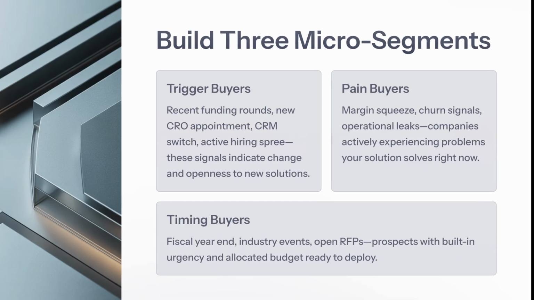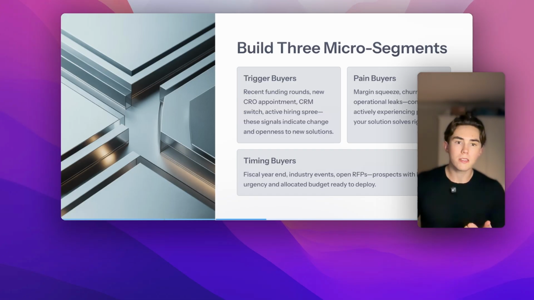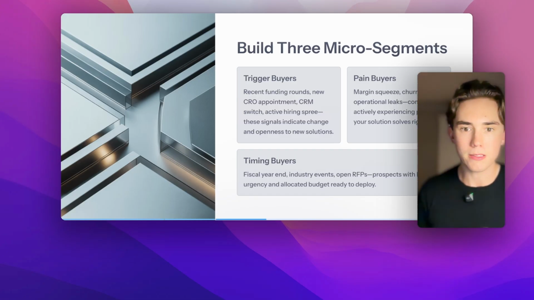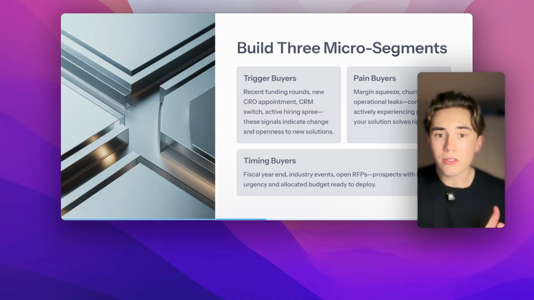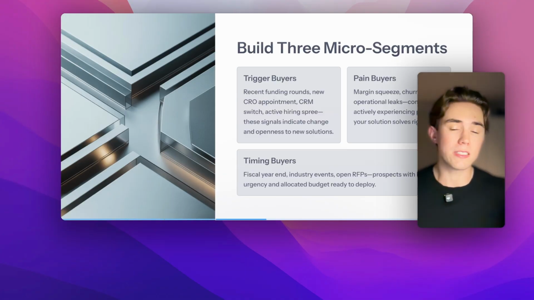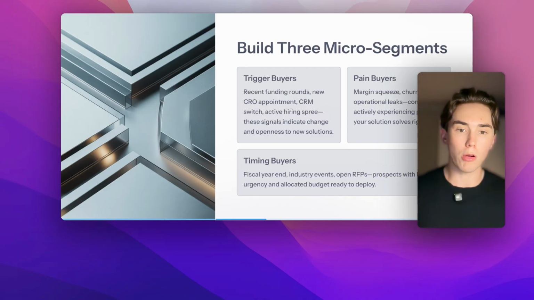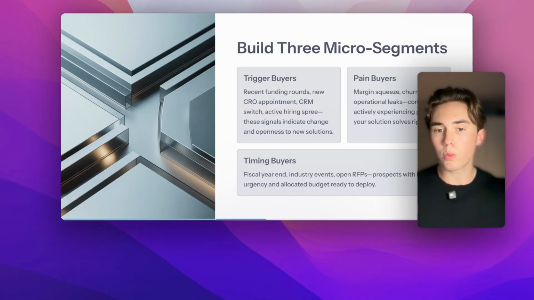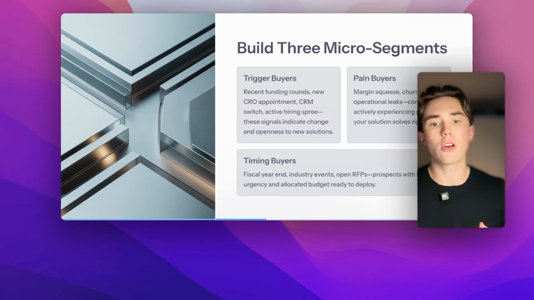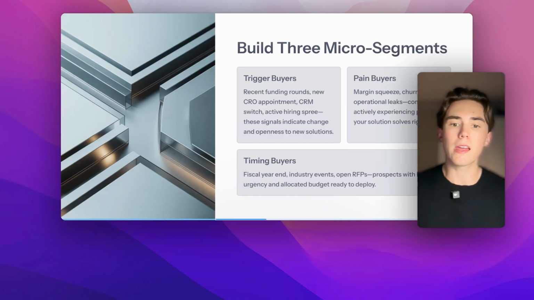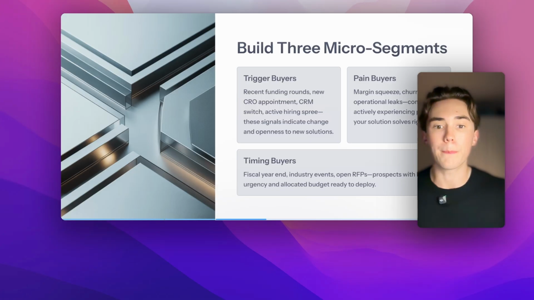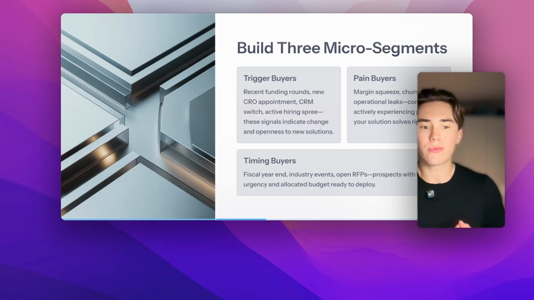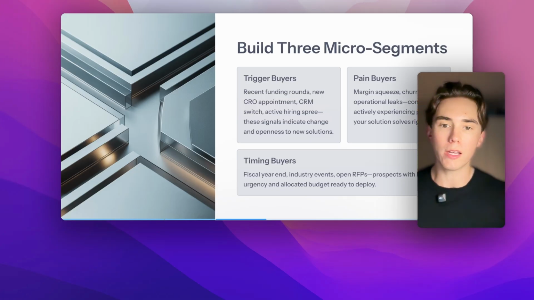So that's always something to keep in mind as well. Now, there's three micro segments, right? There's trigger buyers, pain buyers, and timing buyers. So trigger buyers is basically recent funding rounds, new hires, right? So when they hire for an SDR, when they hire for a CRM, let's say they switch CRMs, so that's technologies. All these different things can indicate different ideas around what stage that company is at. It's your job to identify which one your offer relates to the most.